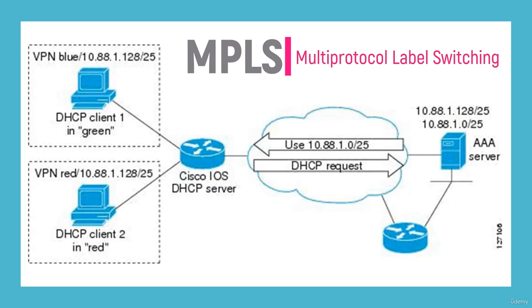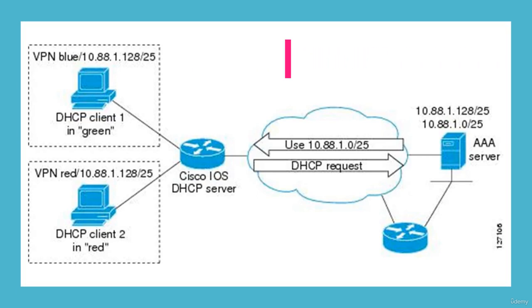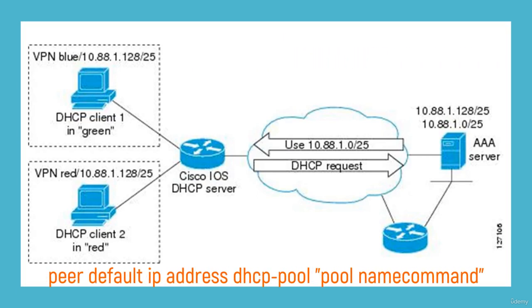Cisco IOS software also provides ODAP support for non-MPLS VPN address pools by adding pool name support to the peer default IP address DHCP pool name command. Yeah, I know it's a lot all at once, right? But if you look at it this way, it's the peer default IP address DHCP pool name command. All right?